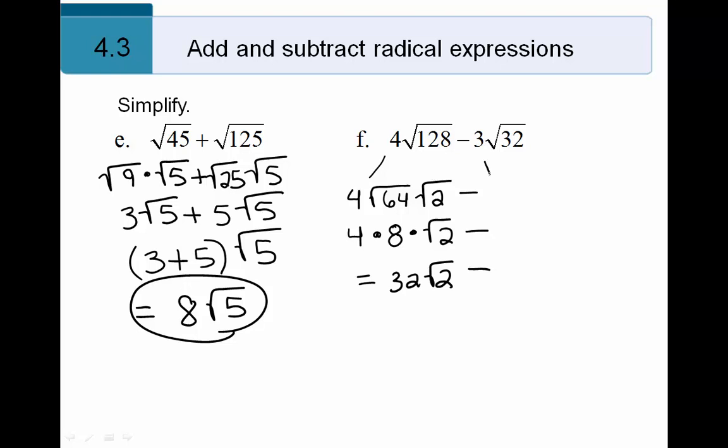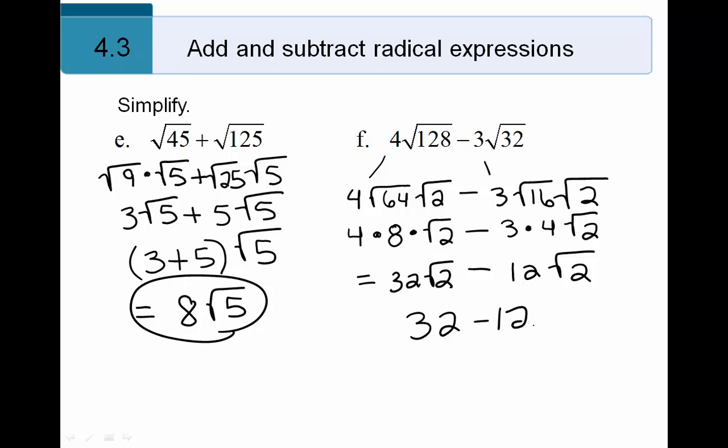Minus, I'm dropping down this 3. I know I want one of these to be a 2, so I have like radicals. 2 times 16 is 32, so I'm going to have 3 multiplied by the square root of 16, which is 4, multiplied by the square root of 2. 3 times 4 is 12. So I have 32 square roots of 2 minus 12 square roots of 2. That's 32 minus 12 square roots of 2. That's 20 square roots of 2.